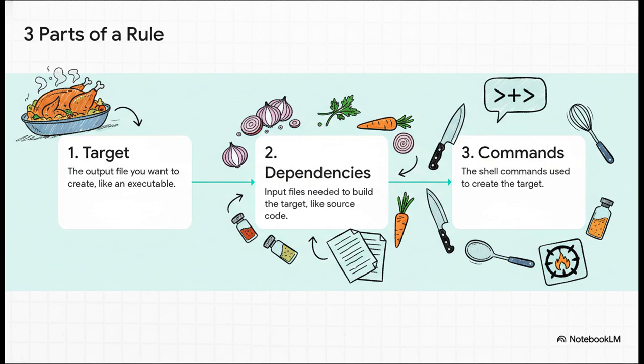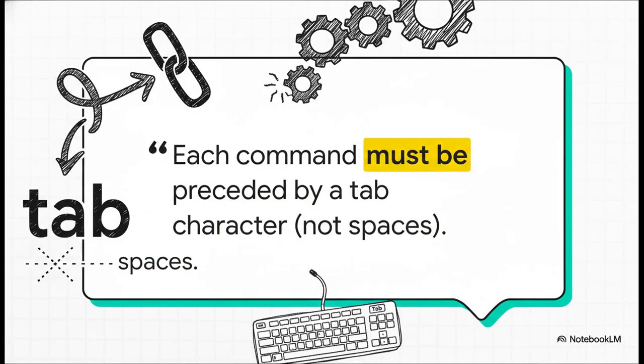Let's look a little closer. The best analogy is a recipe. The target is the final dish you want to make, let's say your compiled program. The dependencies are your ingredients, your source code files. And finally, the commands are the cooking instructions, the actual shell commands, like g++, that turn those ingredients into your final dish.